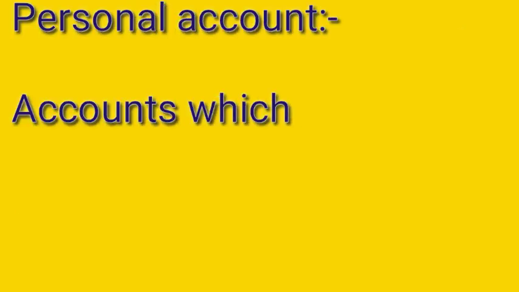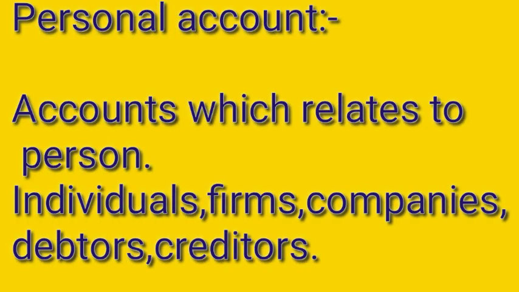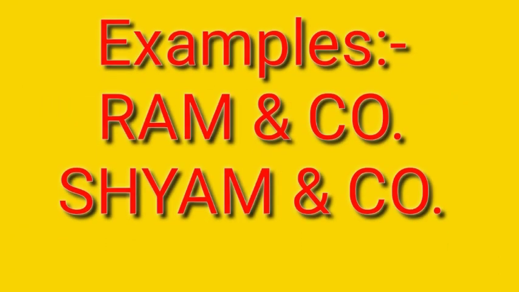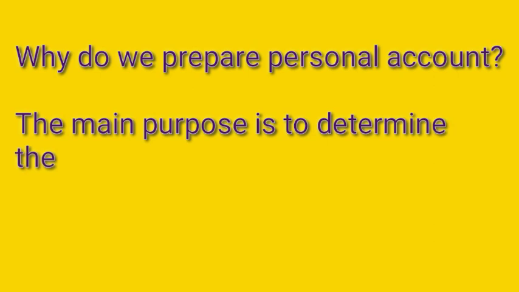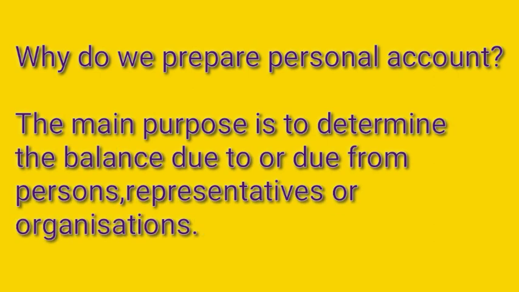So what is the first one? Personal account. An account which relates to a person, that is individuals, firms, companies, debtors or creditors, is called a personal account. Examples of personal account are Raymond Company, Shamond Company. Why is the personal account prepared? The main purpose is to determine the balance due to or due from persons, representatives or organizations.